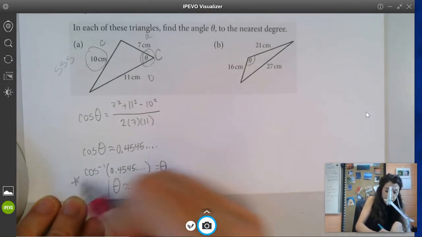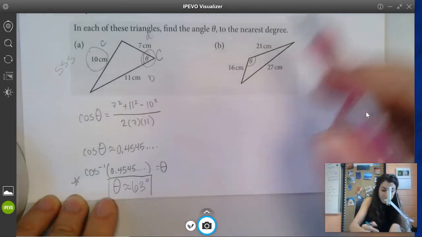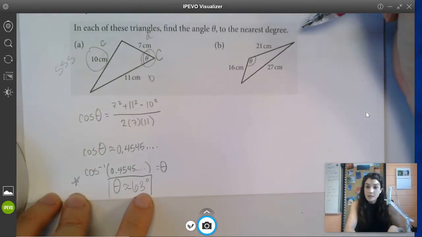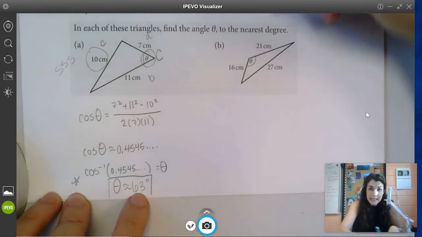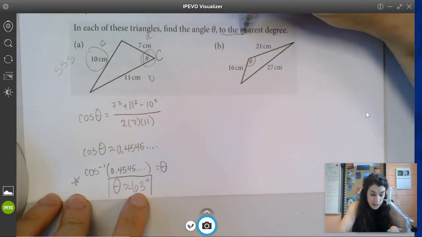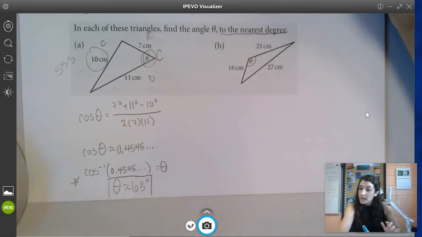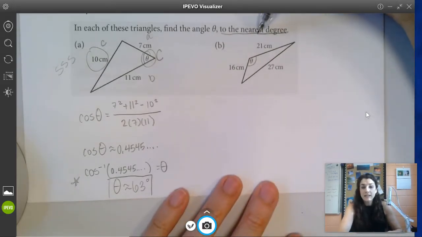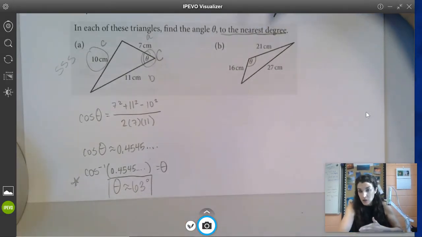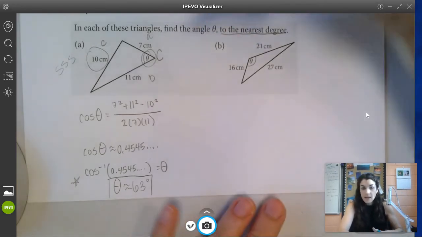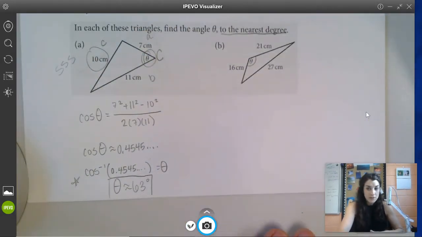And notice that I did not do it to three significant figures because it told me to do it to the nearest degree. So make sure you're paying attention to your instructions. That was a little bit tricky of me, but just make sure you're paying attention to the fact that nearest degree means to the nearest whole number in this case. So we would not be doing three sig figs. Here we would only be doing two.